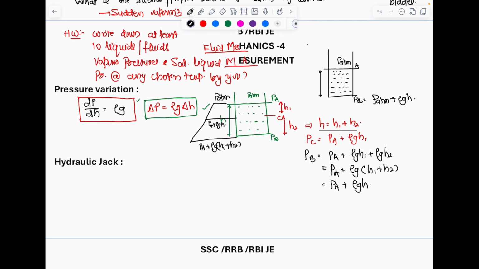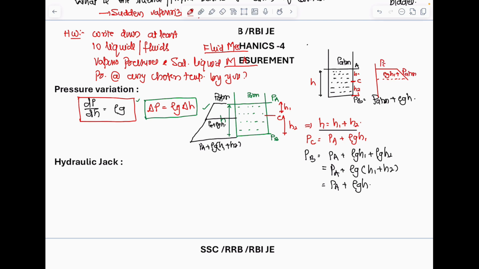We can even draw here. This is H1. This is C. This is B only. And this is H1. This is H2. Total is H. Then P atmosphere we will draw like this. That is standard. Then this is the vertical line. And from this standard we can say up to C it is rho G H1 plus P atmosphere.